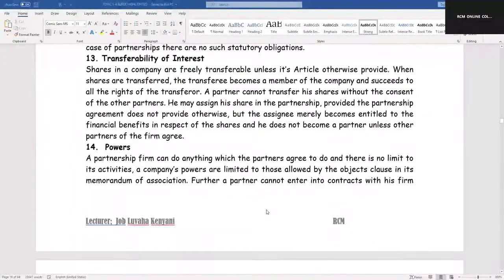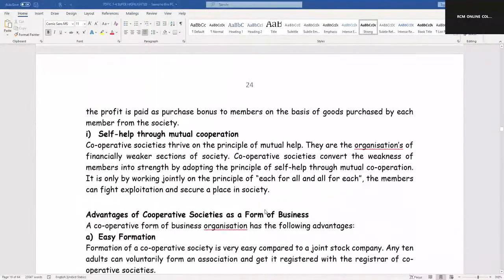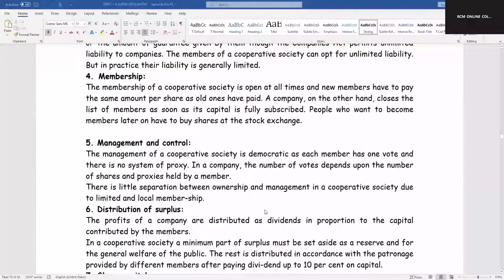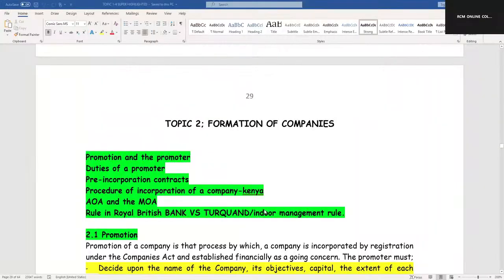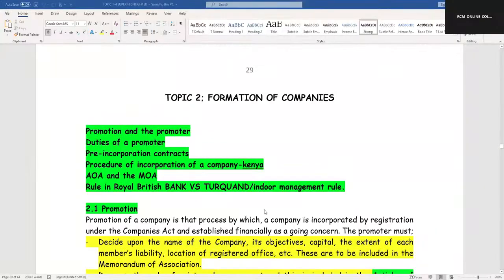So we can start on topic number 2. Let me not look at the questions for now. Let me first of all start topic number 2, but we'll just look at the question. So I want to introduce topic number 2. Topic number 2 is known as formation of companies.